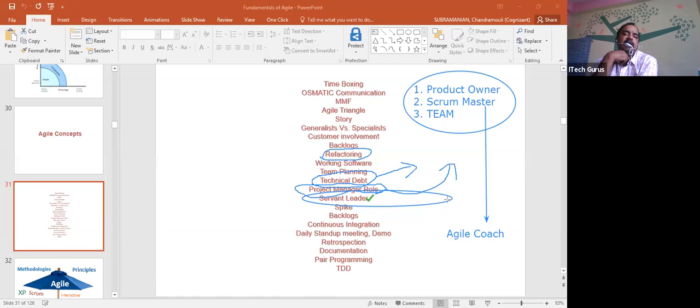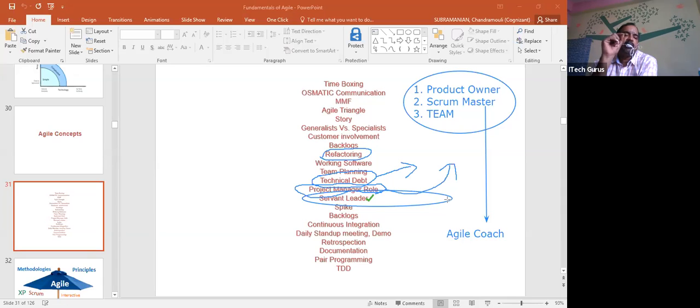If you are a servant leader, without even the team coming and asking you, you should know what the need of the team is. You should know where the team is failing, where the team is moving, what needs to be done, and you need to go and provide that. That is actually called servant leadership. So servant leadership is very important for a Scrum Master as well as an Agile coach. That's a leadership style, so you need to be a servant leader.